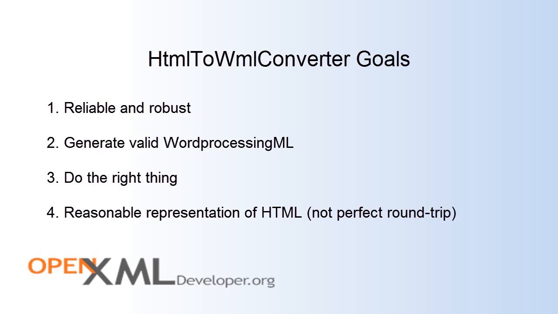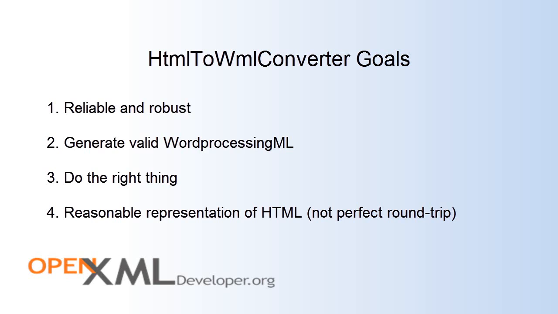The third goal is it should do the right thing. And notice that this is the third goal. This is not the first or the second. First is it needs to be reliable. Second, it needs to generate valid WordprocessingML. And the third goal is it should do the right thing. We want as good a representation as possible.